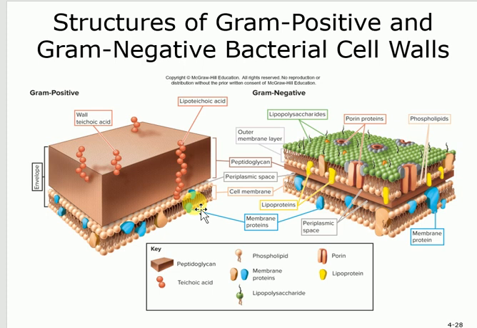This is the membrane, this is the wall. This is the membrane, this is the wall. This is positive and this is negative, right? The positive have this thick peptidoglycan, the negative have thin peptidoglycan, and this is the additional membrane out here. This is an additional membrane that contains the lipopolysaccharide.